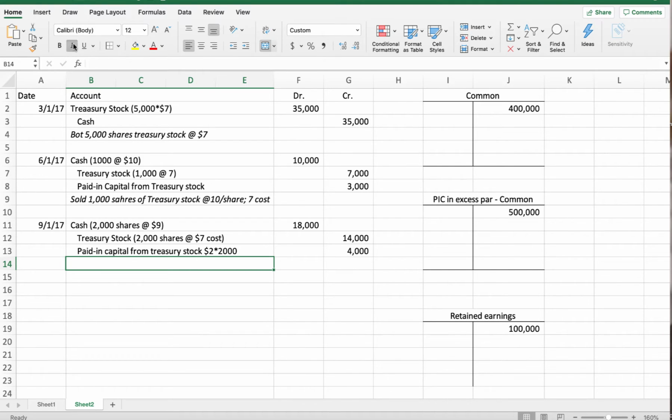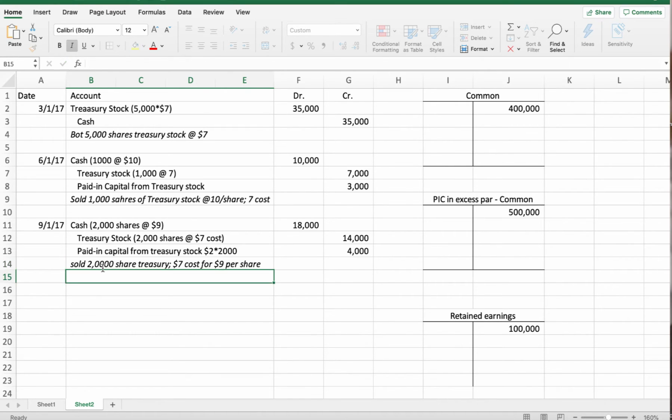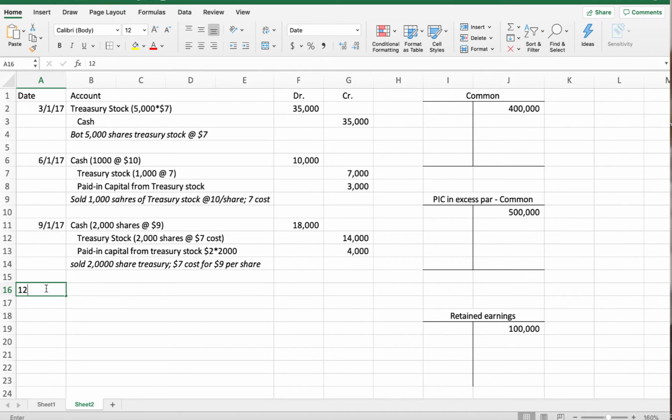Again, what did I do here? Well, I'm just going to explain this journal entry. Sold 2,000 shares of treasury stock, had a $7 cost for $9 per share. Okay, so we're almost done. We got one more journal entry.